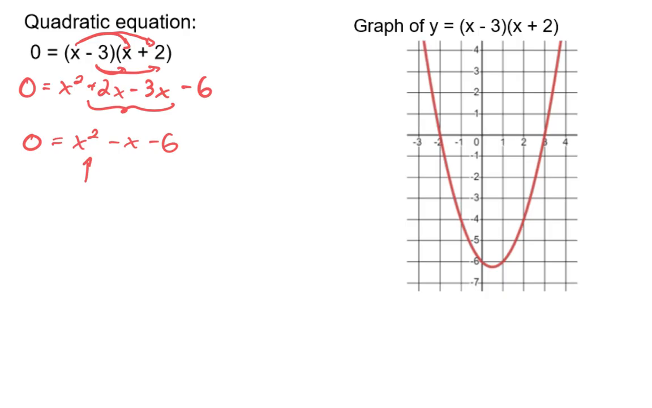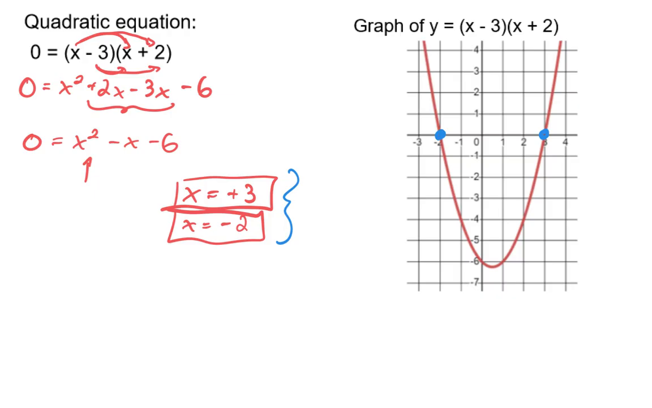Now, when we solved this, we saw that we had two solutions, x equals positive 3 and x equals negative 2. And these came from looking at what would make those two brackets equal to 0. Well, let's take a look at our graph over here of y equals x minus 3, x plus 2. Notice that, like we've learned already, this parabola here has two x-intercepts. What are our x-intercepts? They are x equals negative 2 and x equals positive 3. So the solutions to this equation are, again, the x-intercepts of the parabola.